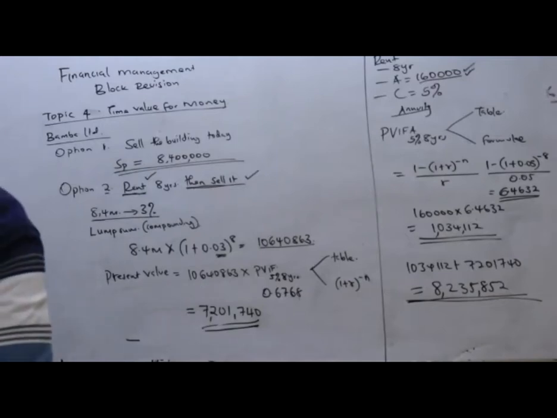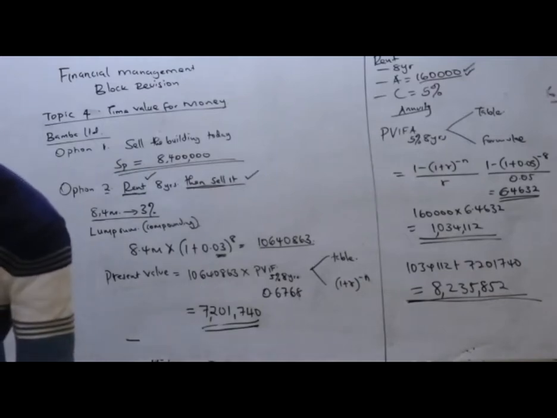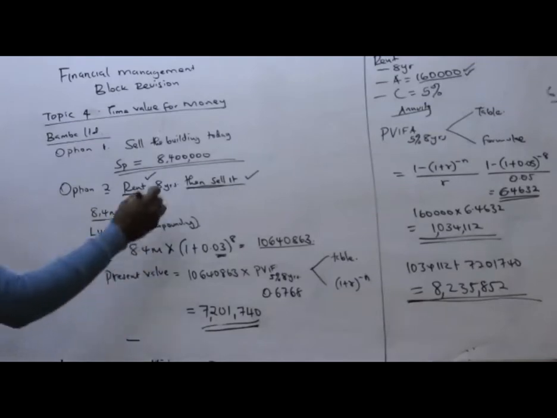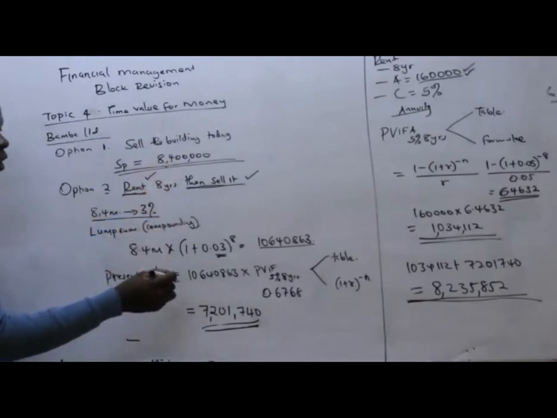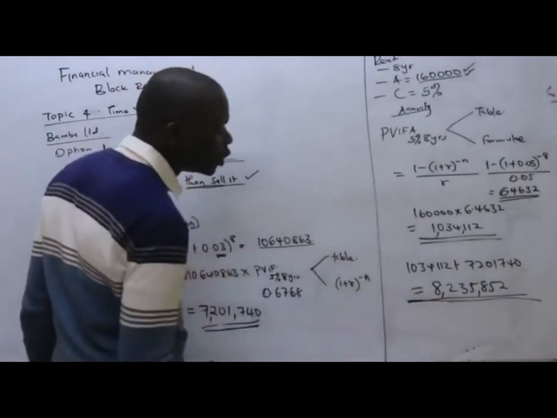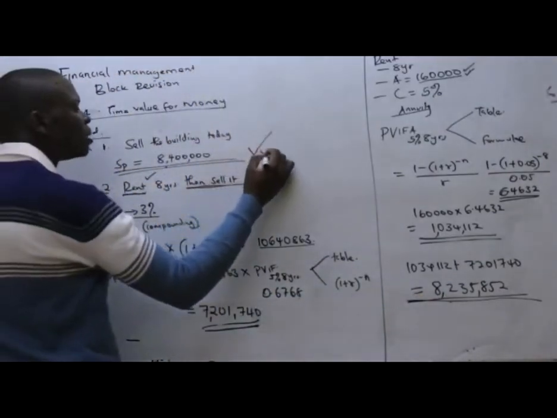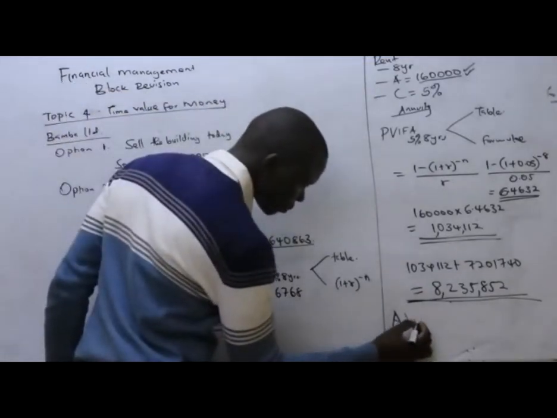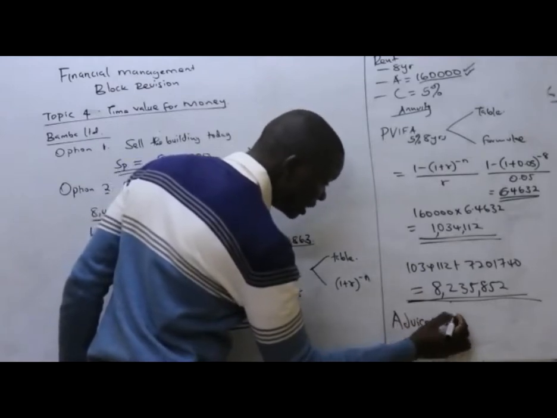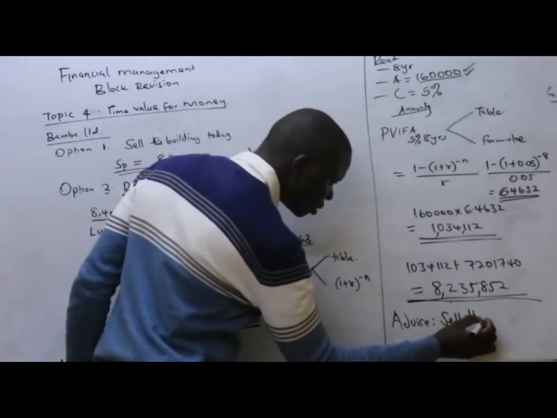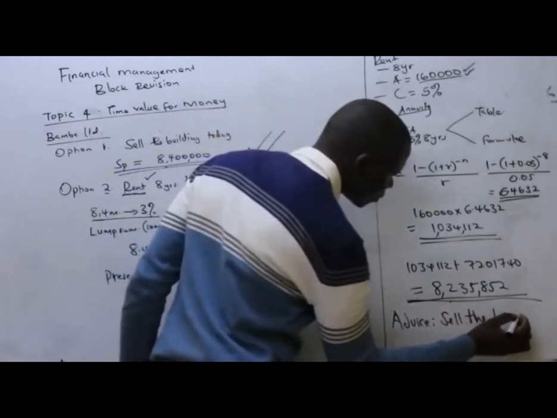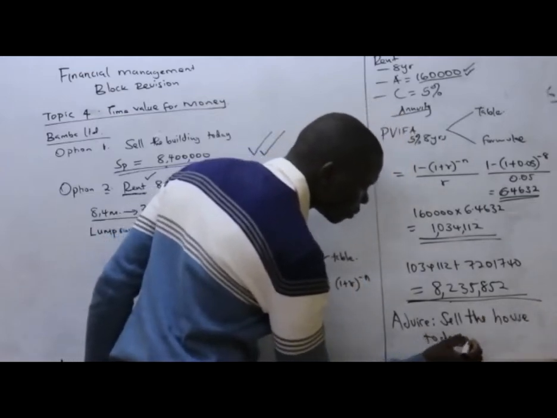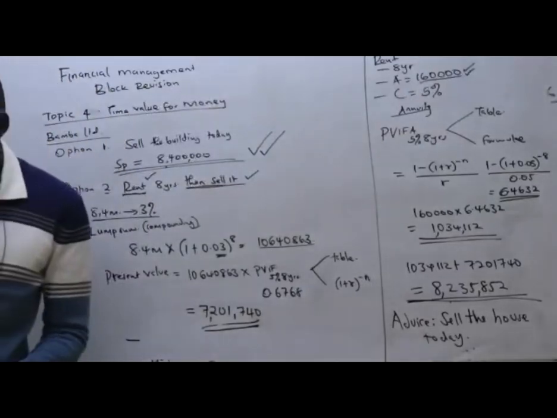So we were asked to advise the management of Banda Limited whether to sell the building now or rent it. When we sell it now, we'll get a return of 8.4. When we rent it, we'll get a return of 8.2. So it is better to sell it now. So the advice will be to sell the house today.